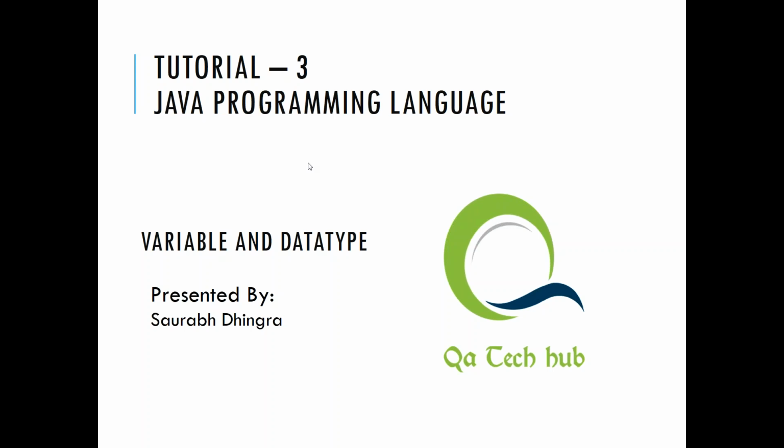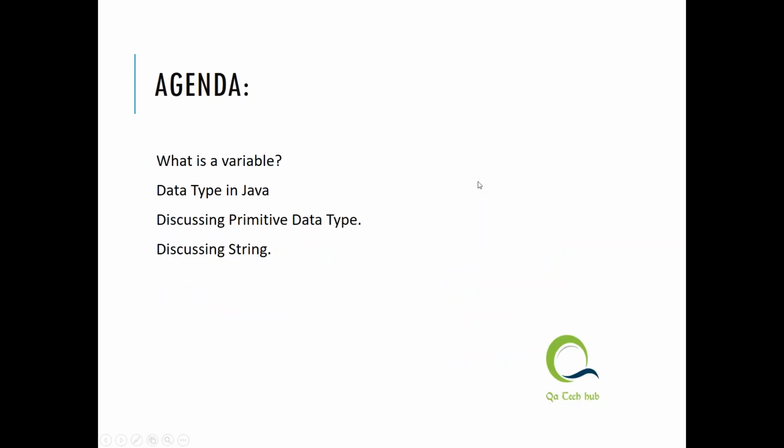Let me start with variables and data type now. Okay, so agenda for this particular tutorial is what is variable, data types in Java, discussing primitive data types, and then discussing string. So these are four things we are going to cover in this particular session.